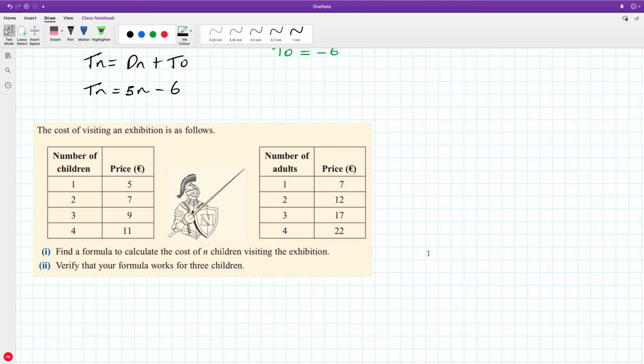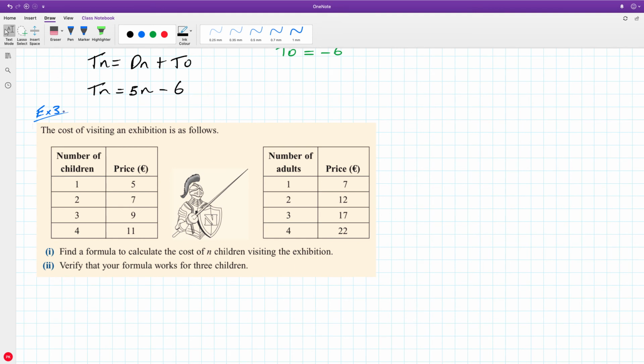Right, off you go. Have a go at this one. So the question is going to ask us, find a formula to calculate the cost of any children visiting the exhibition. Julianne, what do you reckon they're asking us in the first one, part I? What's the complicated way they're asking us a simple question?